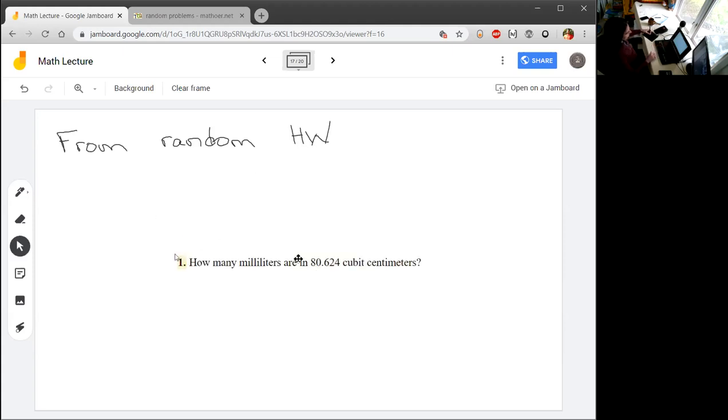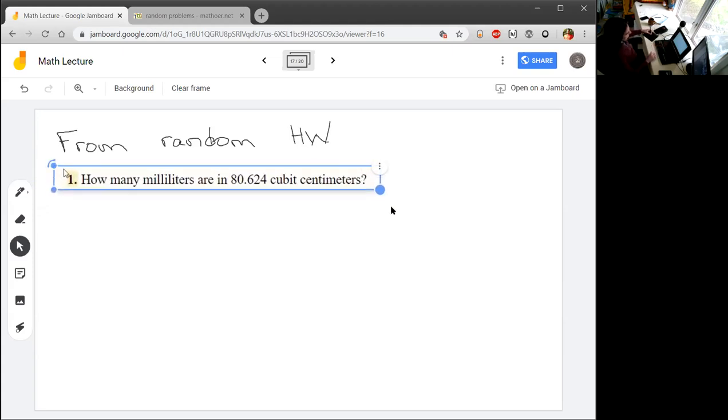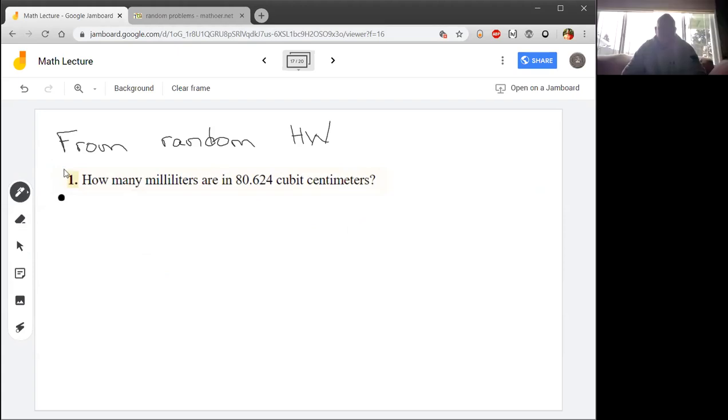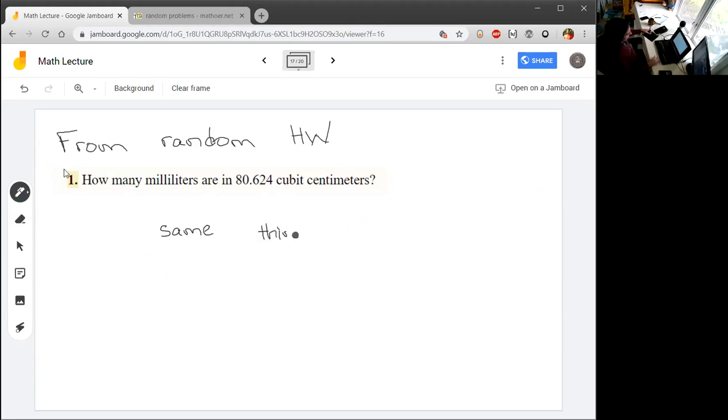Okay, why is this one a trick question? Because they're the same thing. A milliliter is a cubic centimeter. So all I have to do is write the same number and put the different thing at the end.